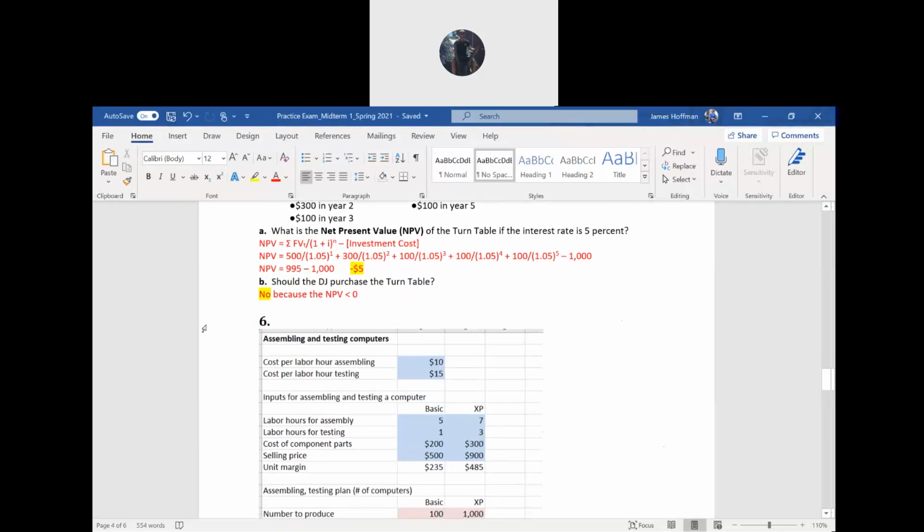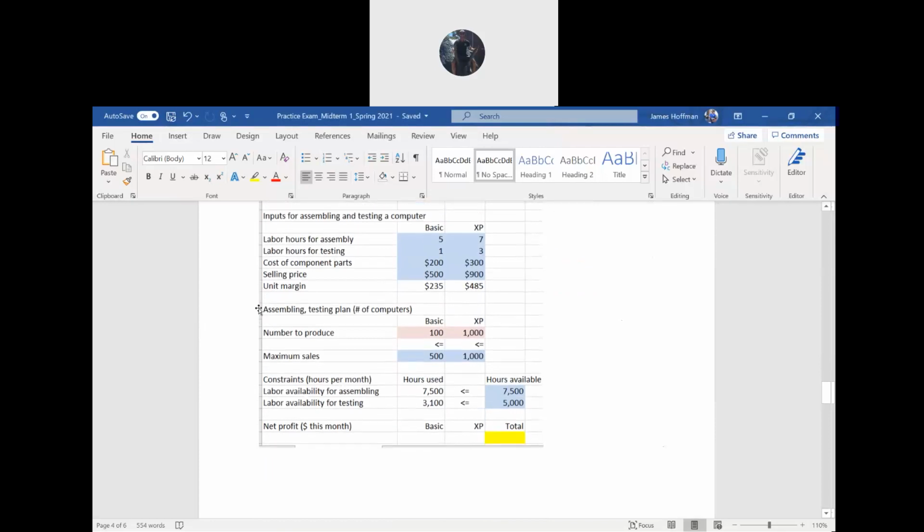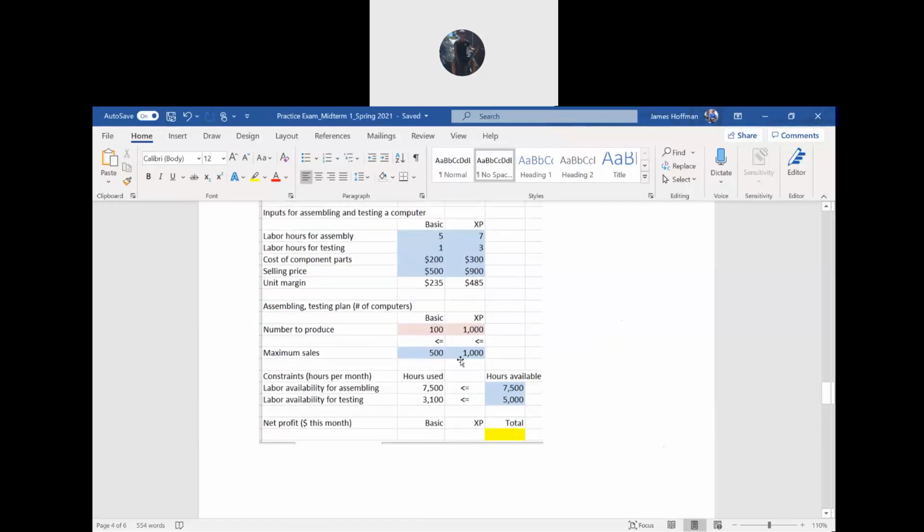Okay, so 2 more. Number 6 and number 7 are both based on listing the constraints and interpreting the shadow price after you calculate the objective. So remember this one, we had a little example or project where you sell basic computers and XP computers based on all the inputs, and you have a couple constraints, how much to produce, and the labor constraints, and you're trying to maximize net profit. All right, so you got most of the values. You're gonna have to calculate net profit and then answer some questions based on the constraints and the shadow prices.